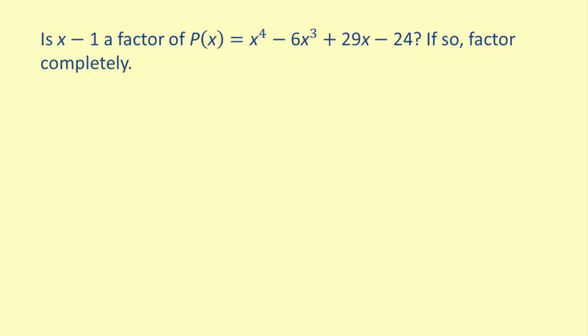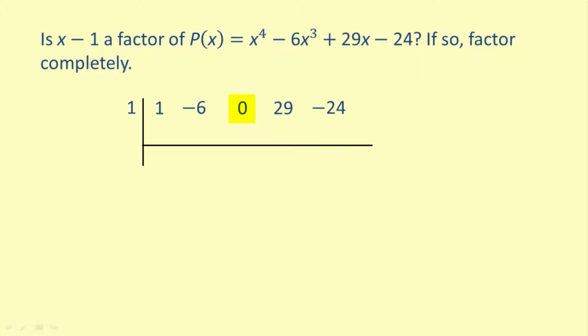Is x minus 1 a factor of the polynomial function p of x equals x to the 4th power minus 6x cubed plus 29x minus 24? If so, factor completely. In this case, our a is 1, so let's use synthetic division again. Our a, which is 1, is outside the lines, and our coefficients, which are 1, negative 6, 0, 29, and negative 24, are in degree descending order inside the lines.